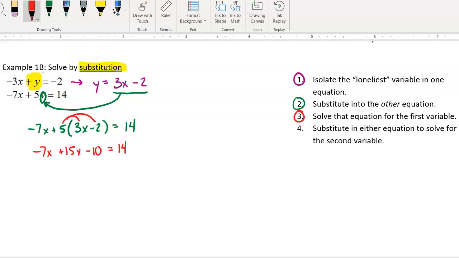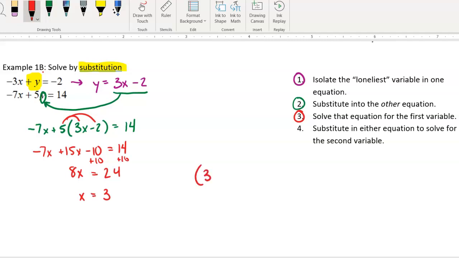Now I recognize that we can combine like terms. So negative 7x plus 15x is 8x. And I'm going to also add 10 to both sides, just to do 2 steps in one here. So I'd have 14 plus 10, or 24. So if I divide by 8, we would get x equals 3.